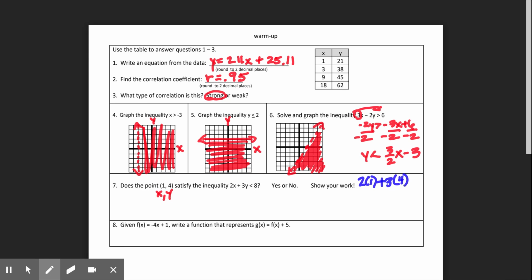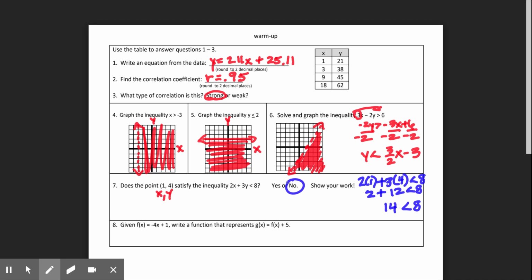And we're going to see if the left side is less than 8. So 2 times 1 is 2, plus 3 times 4 is 12. So 2 plus 12 is 14. Is 14 less than 8? No. So this is a false statement, so therefore it would be no.